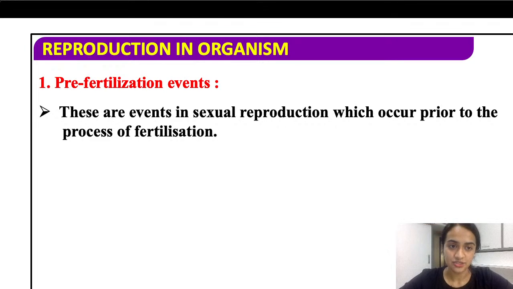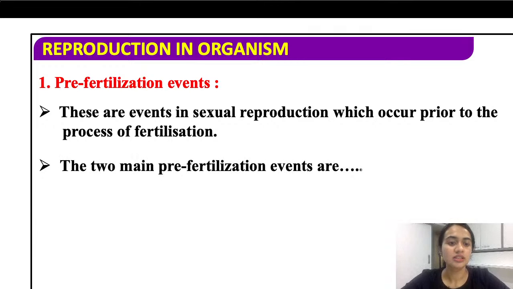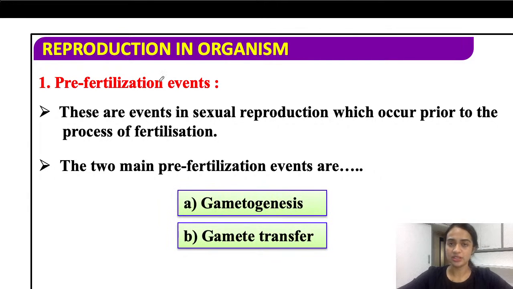Pre-fertilization events are the events in sexual reproduction which occur prior to the process of fertilization. From the name itself, it is evident. The two main pre-fertilization events are, and this is again very important, you'll get at least one question related to monocarpic and polycarpic plants. One question will definitely come from asexual reproduction, and one is definitely expected from this process of sexual reproduction. So basically, 3 to 4 questions we can definitely expect.